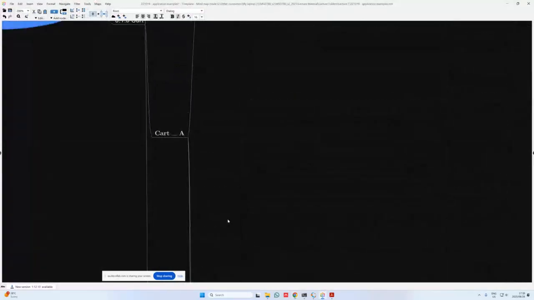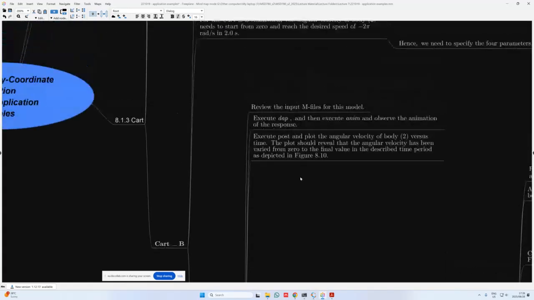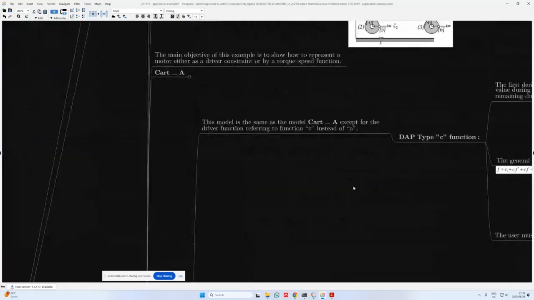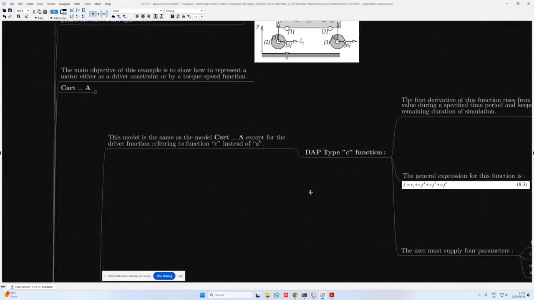So in that case, we can then move on to card B. Card B is still going to consider the inverse dynamics of the system. We're still going to specify a driver constraint on the system, but instead of looking at a type A function, we're going to focus on what we call a type C function. And once we've expanded this section, I can show you what that looks like. All right. So this model is the same as the model card A, except for the driver function now referring to function C instead of A.